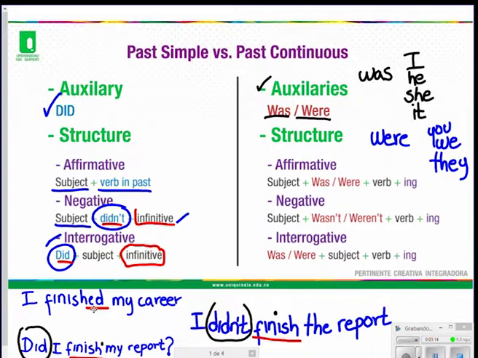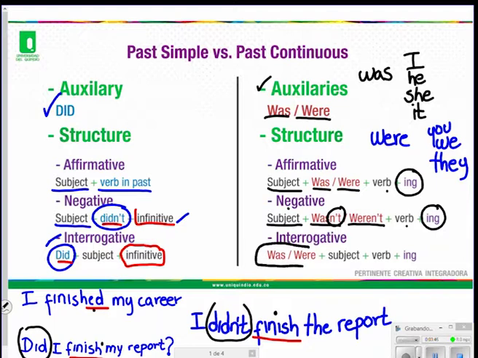The structure, affirmative: subject, was for singular, were for plural, the action verb plus ing. Negative statement: the subject, the auxiliary verb in negative form, wasn't or weren't, and the action verb plus ing. Interrogative statement: the auxiliary verb at the first part of the sentence, subject, and the verb with ing.